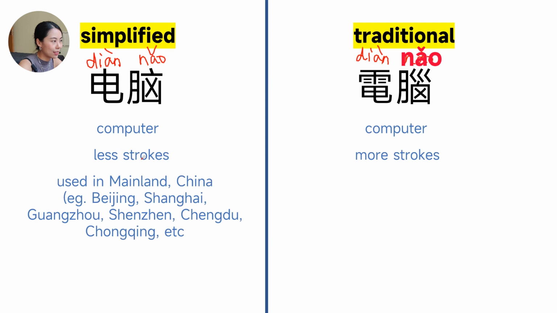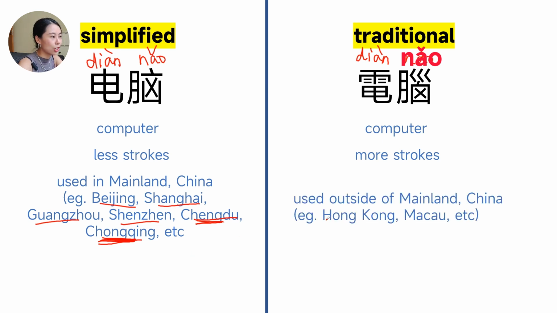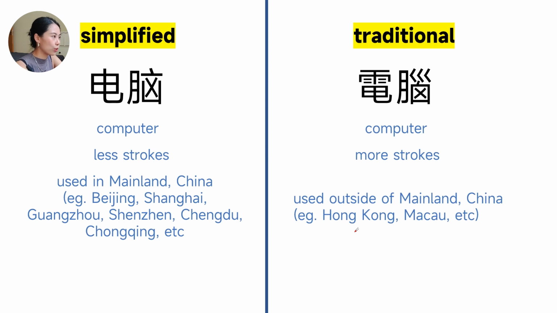The simplified Hanzi are used in mainland China. For example, they are used in Beijing, Shanghai, Guangzhou, Shenzhen, Chengdu, and Chongqing. Chengdu is the place where you can see a lot of pandas, and Chongqing is a very modern city built in the mountains. As for traditional Chinese, it's used outside of mainland China, for example in Hong Kong and Macau. Depending on your needs, you get to choose which one you want to learn, all right?